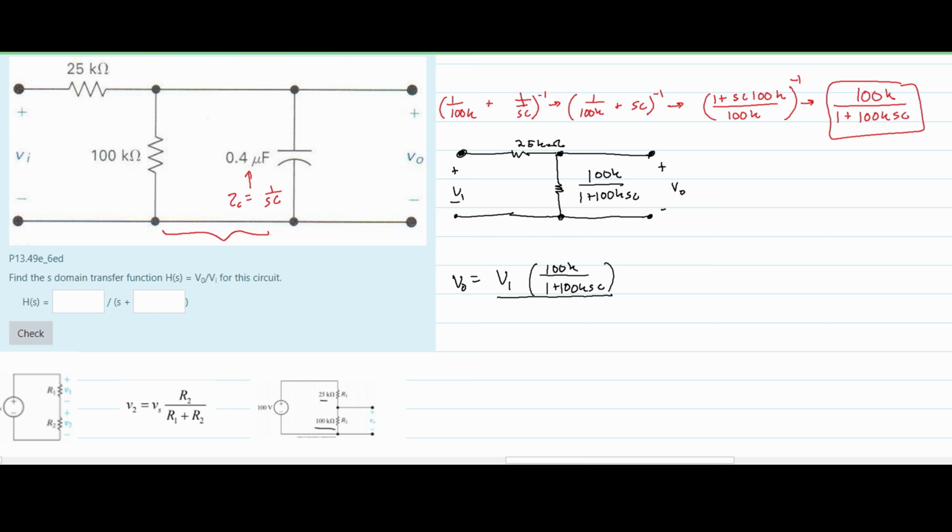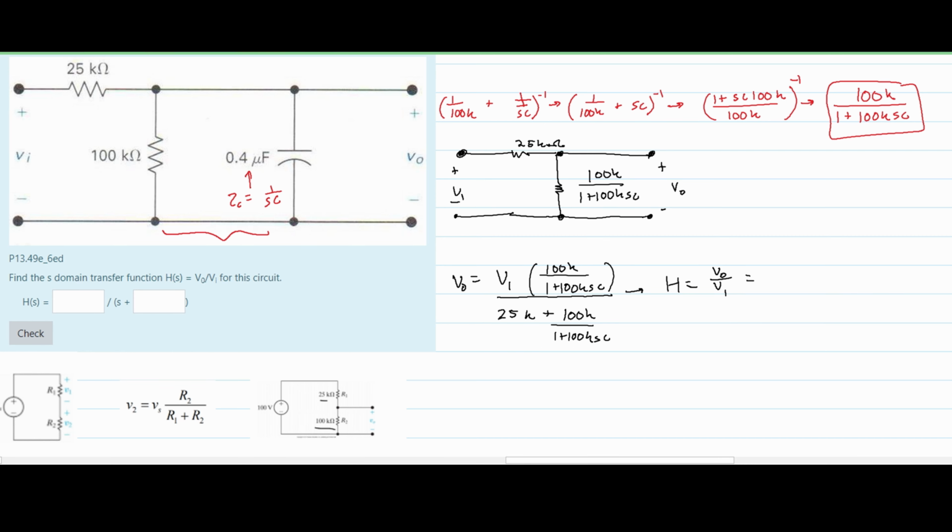Our R1 is this 25 kilo ohms, and then we've plugged in our R2, so we're going to have 25K plus 100K divided by 1 plus 100K SC. Now what we can do is move this V1 over to this side, and we're going to see that's exactly what this equation is asking us to do. So we can say that our H is equal to V naught over V1, and this is equal to, well, now we're going to look at this.